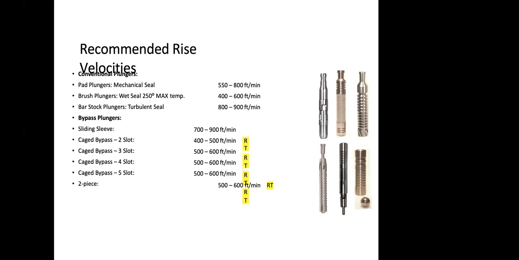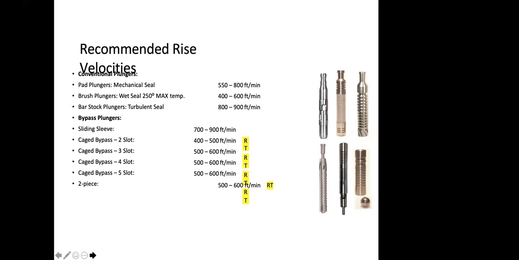Bar stock plungers, the third item on there. Something pretty common that I see is people aren't running those fast enough. They try to run them like a pad plunger, that 550 to 600 feet a minute, sometimes 700 feet a minute. You really need to run those faster because the seal comes from their speed. They're a turbulent seal plunger, so they've got to have some speed to get that fluid to surface. They don't have bristles like a brush plunger, or pads expanded out to the tubing ID, to create that seal. So you really need to run those a little faster. A brush plunger, because it is a good sealing plunger, you can run a little bit slower.